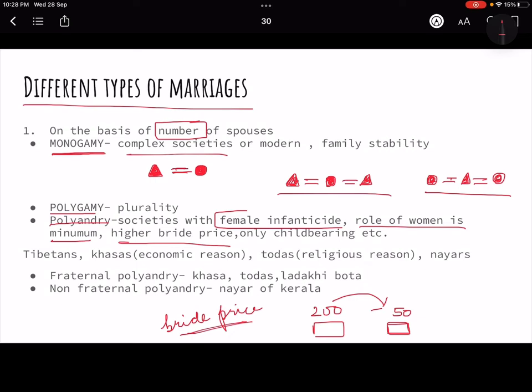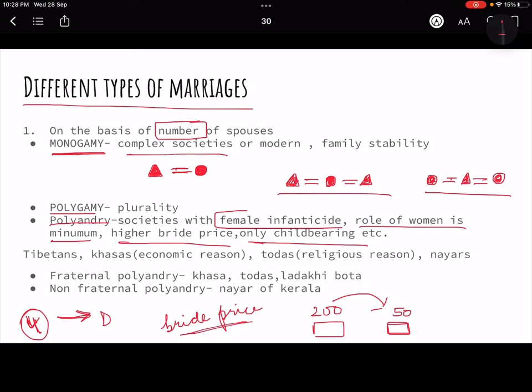It might happen that there is a family of 4 brothers. They think, let's pay bride price to one family and let that family marry their daughter to all 4 of the sons, right? Just because they have less money to give. They cannot afford a single wife for each of them, so they share. And the women's role is only childbearing. That means women do not have so much economic value. They are just for childbearing and socialization, right? So in these cases polyandry kind of marriage takes place.